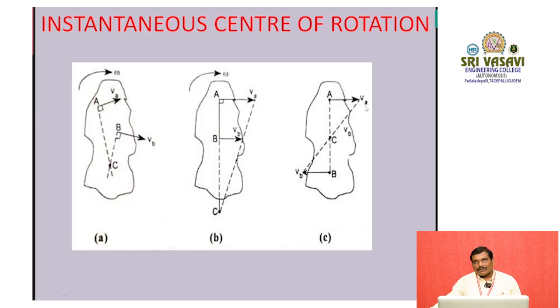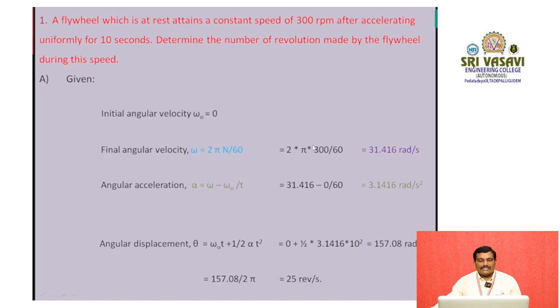Suppose the velocities VA and VB are parallel and opposite, then the point C lies between A and B. See some problems of fixed axis rotation and translation of kinematics of rigid bodies.